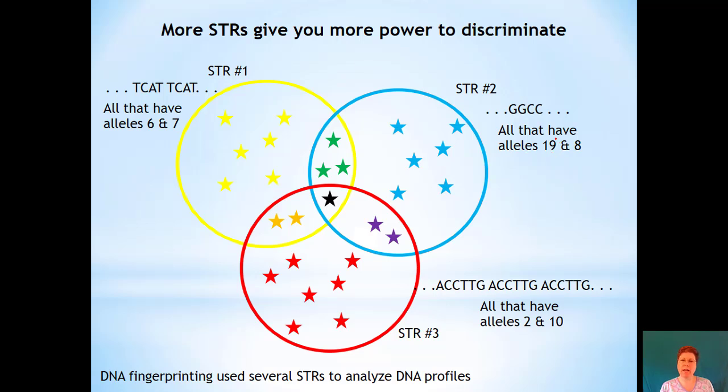So if we overlap the data from our STR2 with our STR1, well, that gives us these individuals that match for STR1 and STR2. But still, that's 4. Let's narrow it down. We use STR3, an ACC-TTG repeat, and we're looking for an individual who has a 2 and a 10. So when we overlap all of the data for these 3 STRs, we get one main suspect. Right? This is our main suspect.